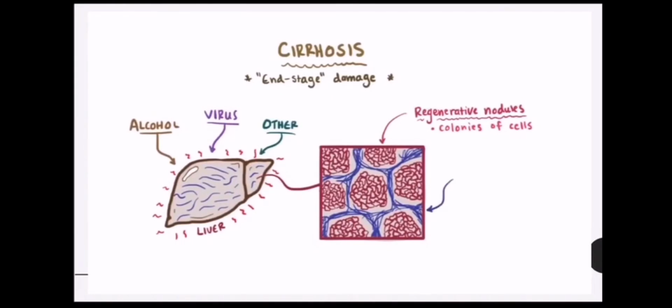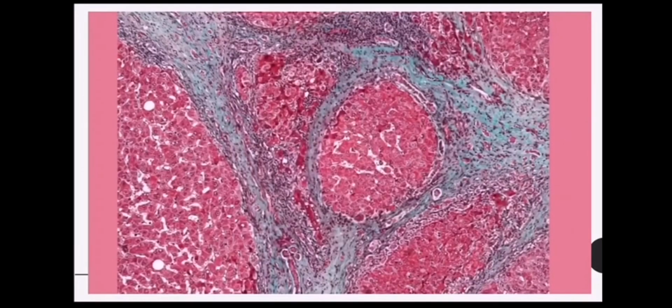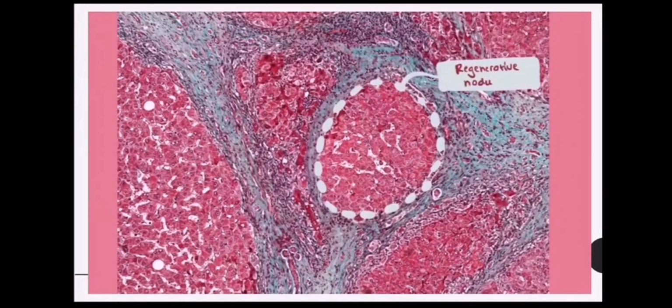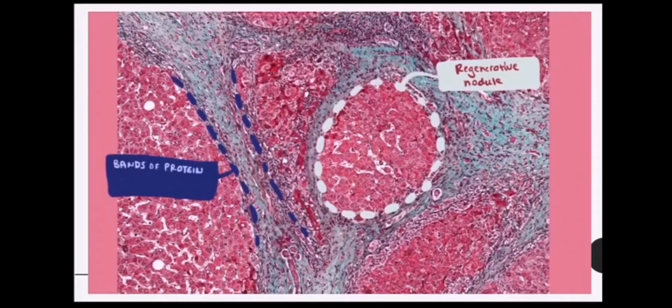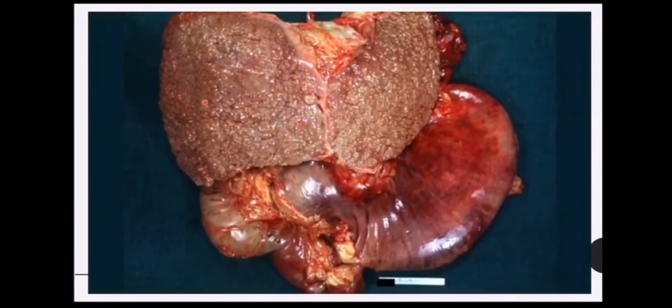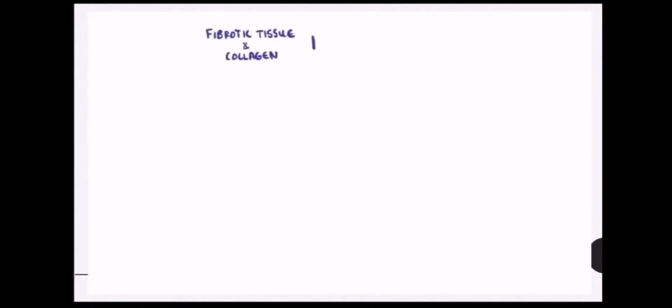Here is a classic histology image of cirrhotic tissue. These clumps of cells in the middle are the regeneration nodules, and these blue strands surrounding them are bands of fibrotic protein. If we zoom out a bit and look at it with the naked eye, we again see these nodules which have fibrotic protein bands in between. Alright, but how do these bands of fibrotic tissue form?